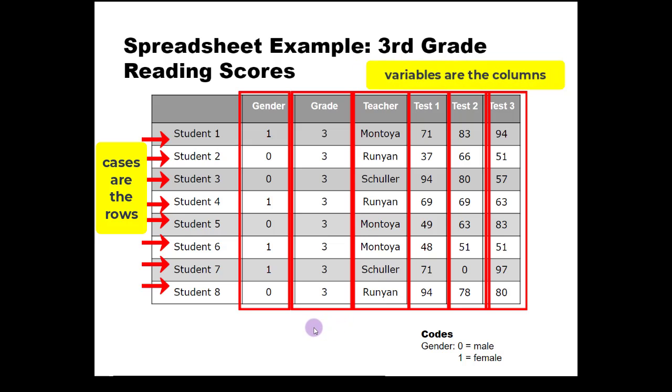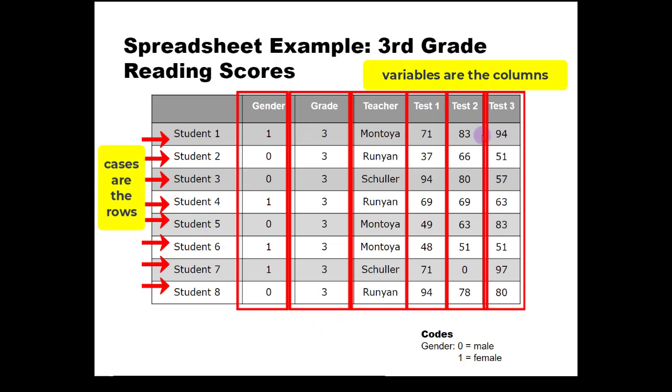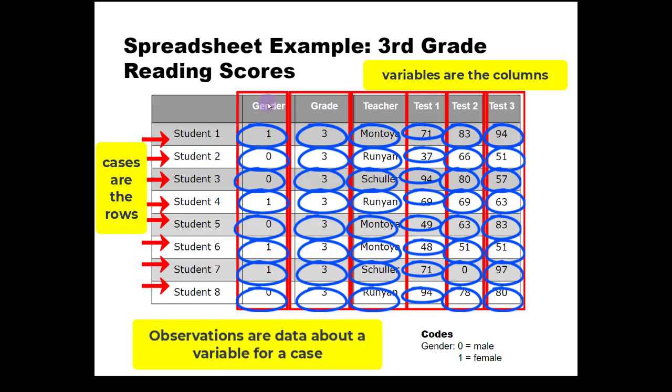The cases or individuals constitute the rows of a spreadsheet. In the point of intersection, where the variable intersects with the case, that is an observation. So if I have 8 cases and 6 variables, I have 48 observations.